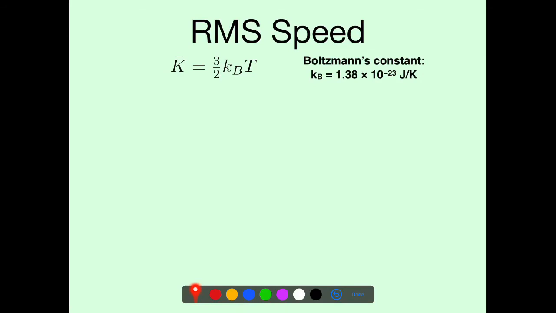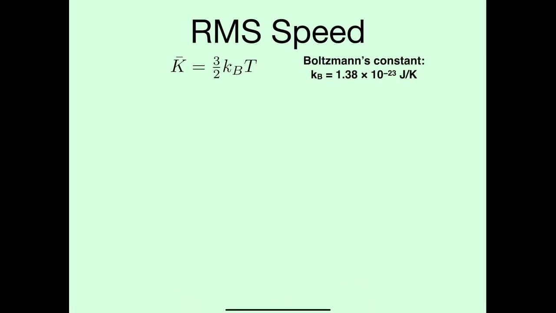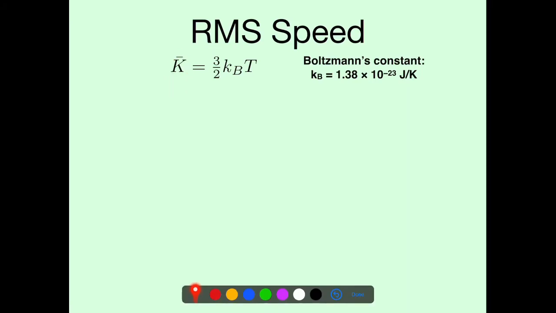Okay, so the next thing we're going to do is take the result that we derived and go a little bit further with it. In particular, we want to go from a statement of kinetic energy, that's what we have on the left side of the equation here, to a statement about speed. How fast are these gas molecules actually moving? So we know that kinetic energy is given by 1/2 mv squared. So in the equation we derived, I'm going to just replace kinetic energy with 1/2 mv squared.